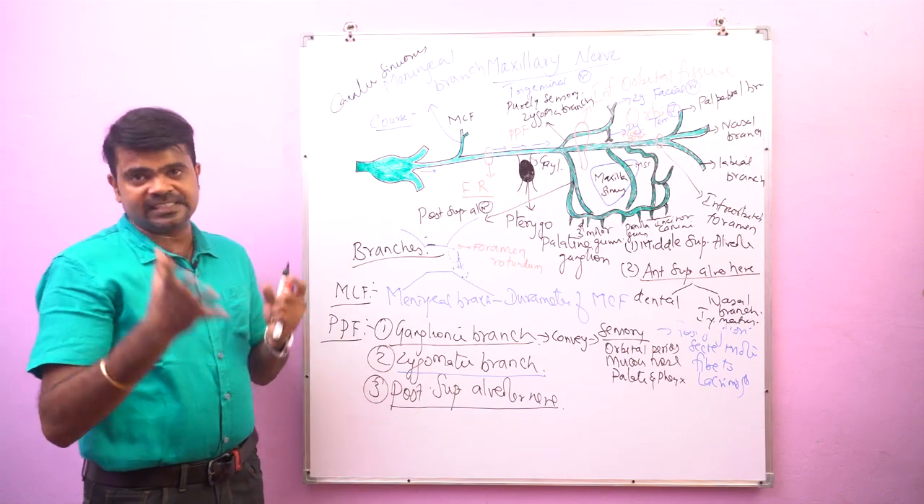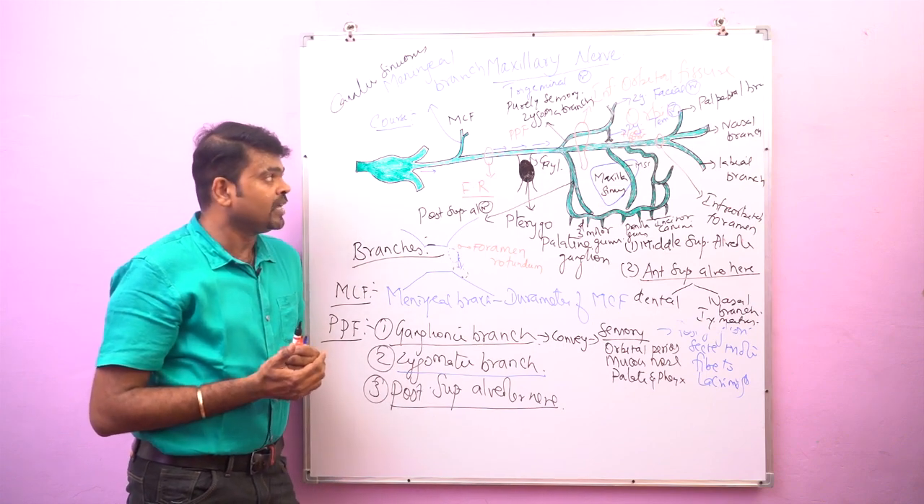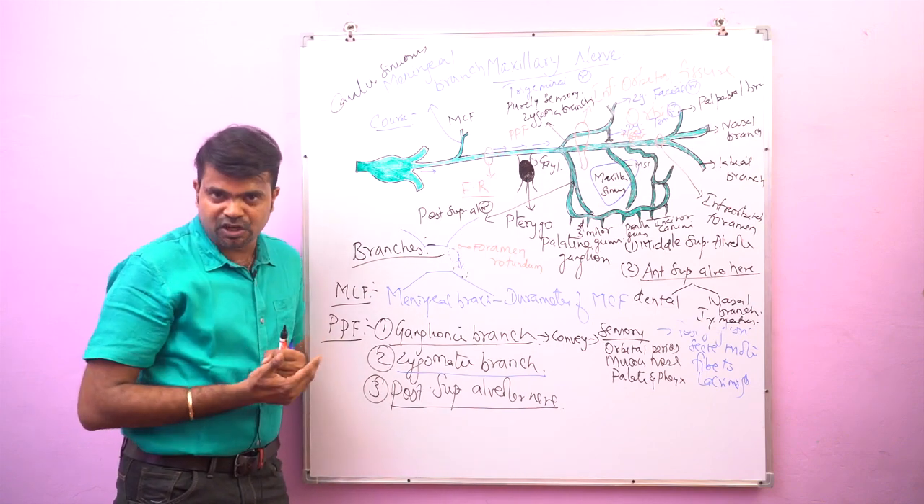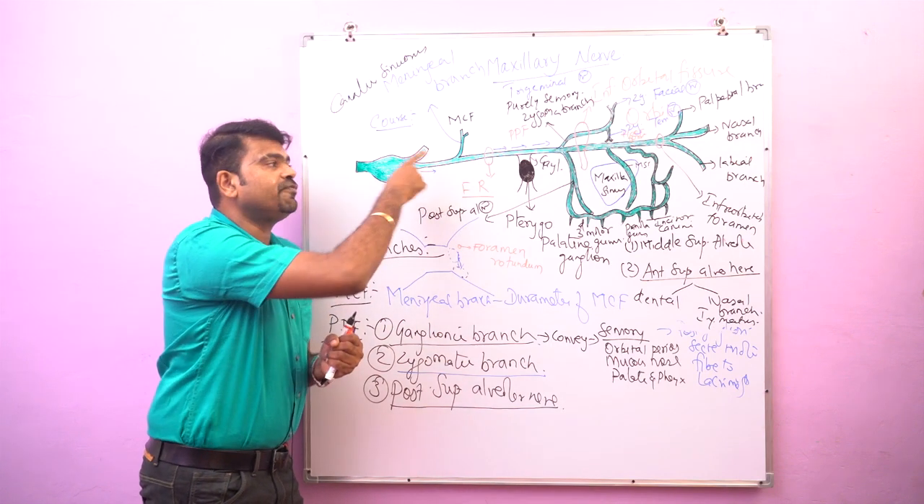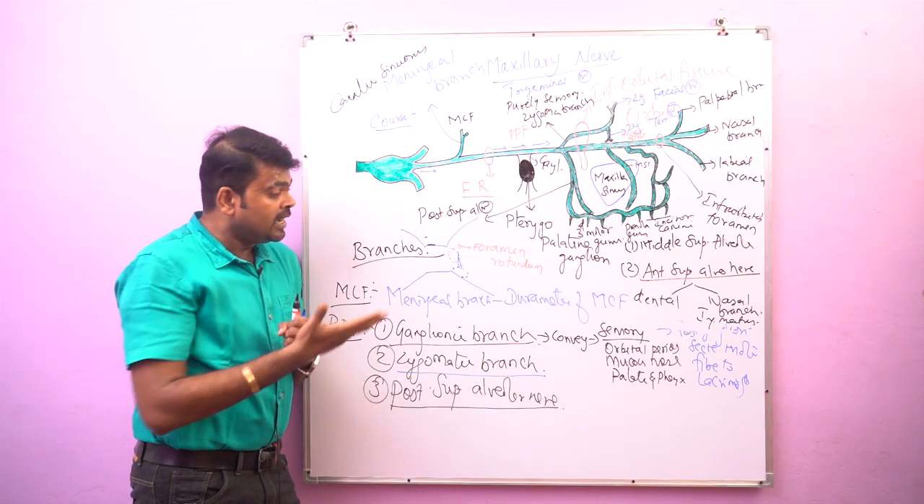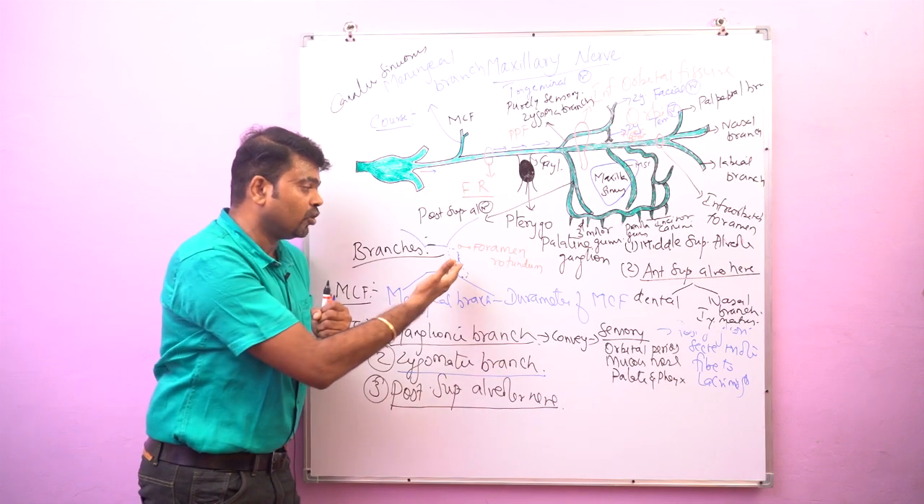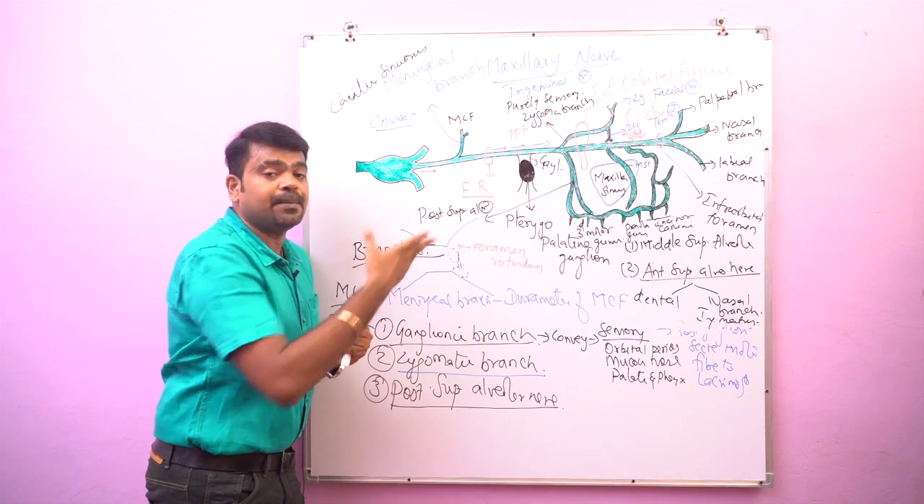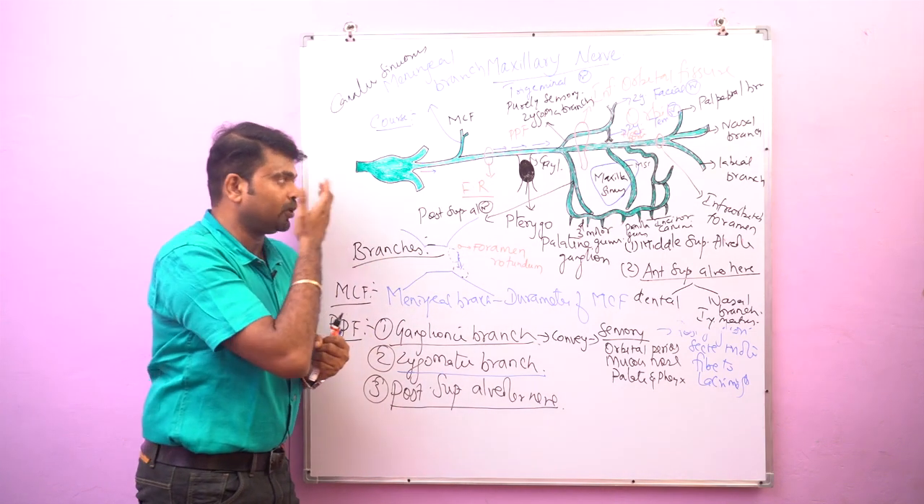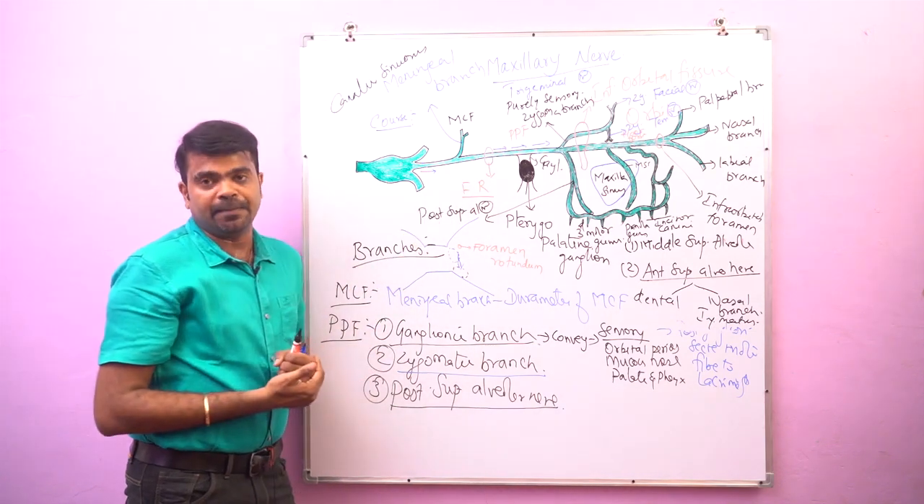So I will give a brief description about the maxillary nerve now. The maxillary nerve is the second division of the trigeminal nerve and it is a purely sensory nerve. So it proceeds forwards in the middle cranial fossa. In the middle cranial fossa, it passes along the lateral wall of the cavernous sinus, and then it leaves the middle cranial fossa by passing through one important foramen. That foramen is called the foramen rotundum.